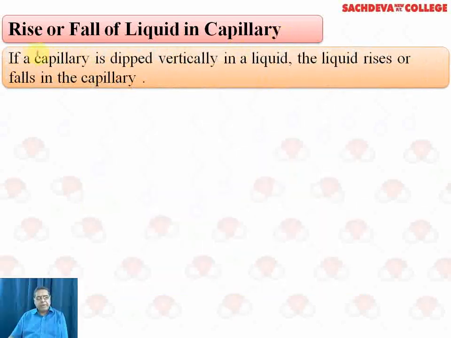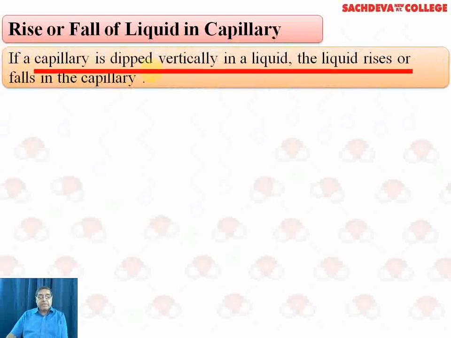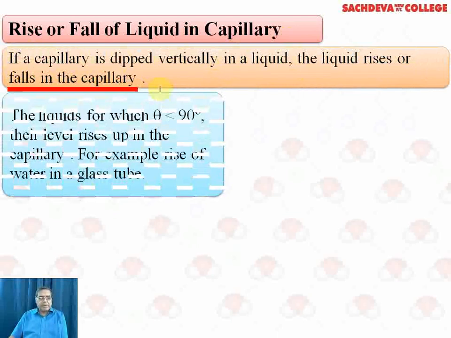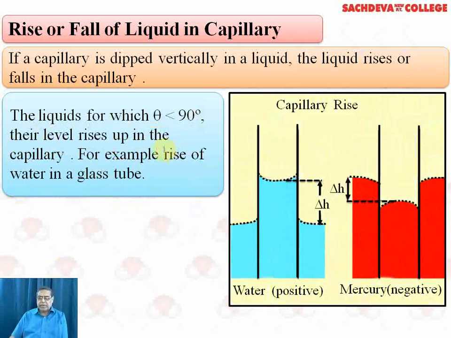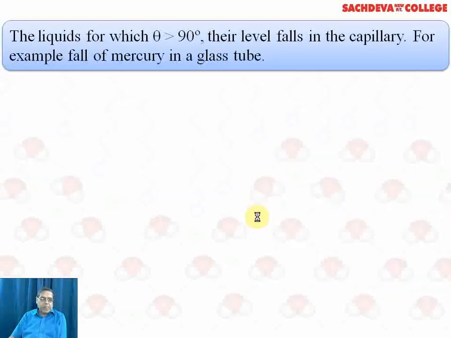And the same is the case for mercury also. Now the main context will be: if a capillary is dipped vertically in a liquid, the liquid rises or falls in the capillary. For the liquid for which theta is less than 90, the level rises up in the capillary, for example, the rise of water in the glass tube, as shown in the figure. The right side figure, in red, is for mercury, and the left side figure, in blue, is the case of water. So we find mercury rises less in the capillary, whereas water rises more.